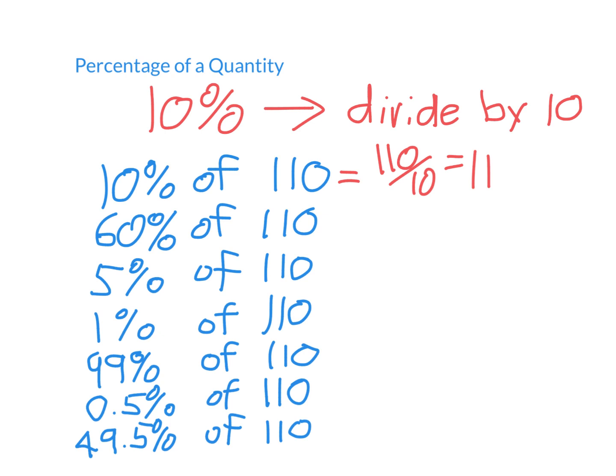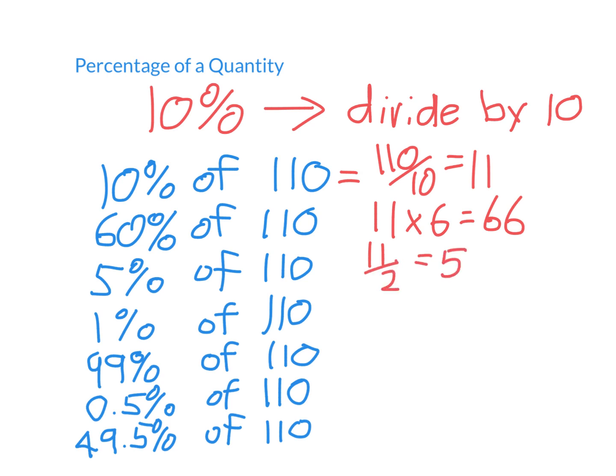So if 10% of 110 is 11, 60%, well, that's just 10% times 6. It'll just be 66. What would 5% be? Well, 5% is half of 10%. So if I can find 10% of a number, I just divide it by 2 to find 5%.